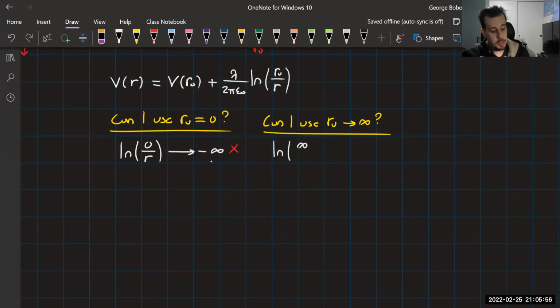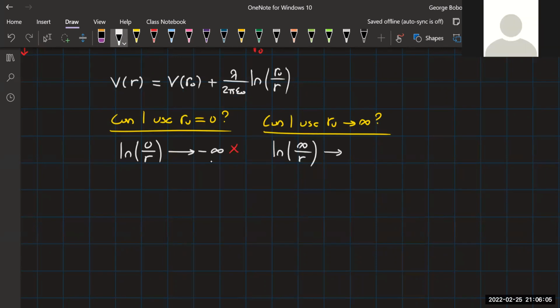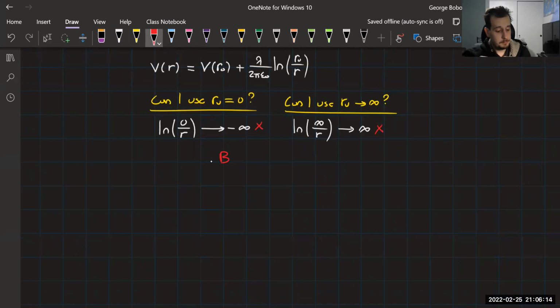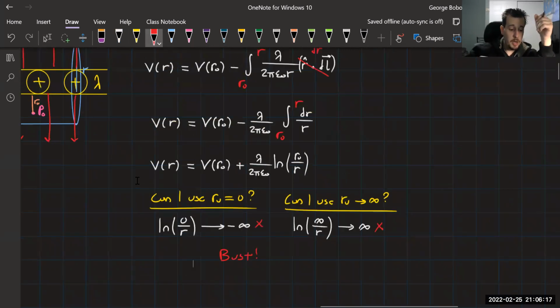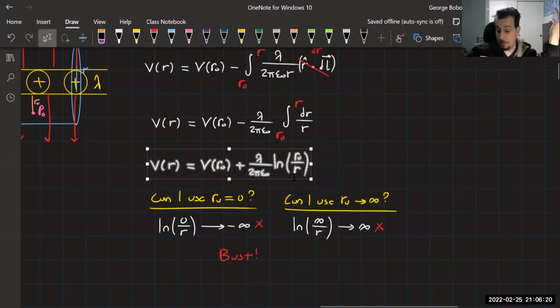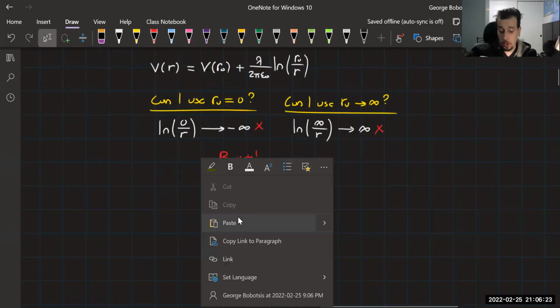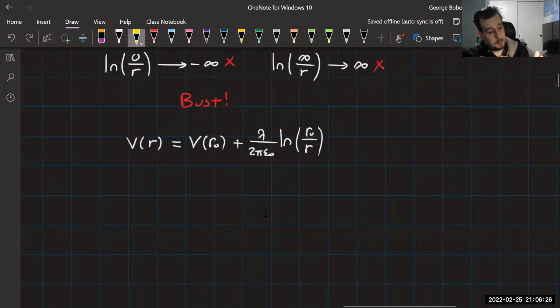So what happens here? Grace. What happens in this case? Wouldn't that become ln of infinity? We're busted, okay? It's a bust. And what I mean by a bust is that this guy needs to be some finite value, more than 0 and less than infinity. So again, I'm going to specify here R. This is more advanced than I should be telling you, but R naught needs to be this. So it is a bust.